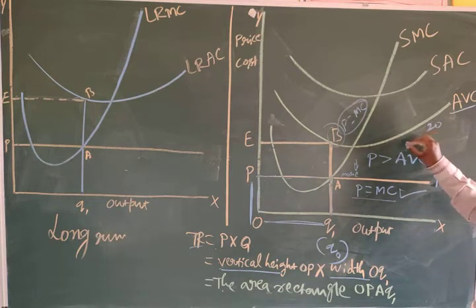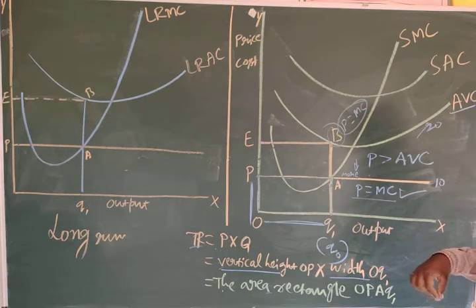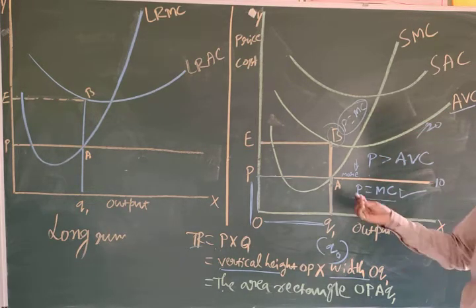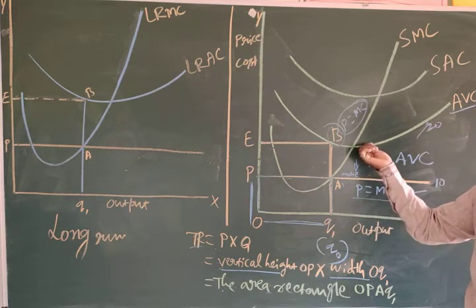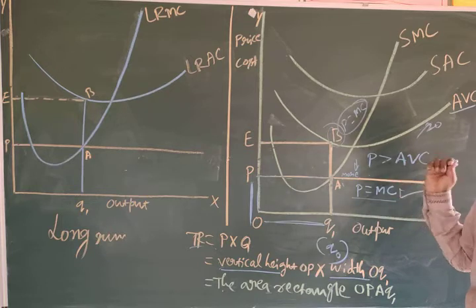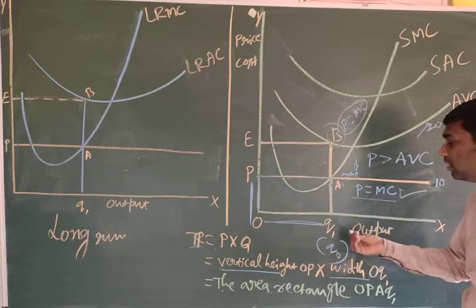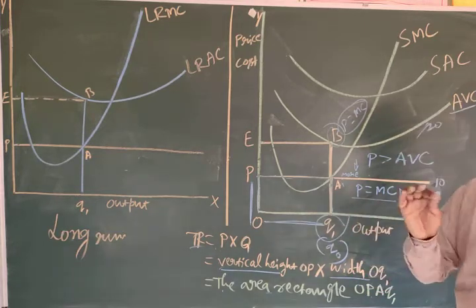Here what's happening in the short run, if the firm continues the production, that time cost will be increased, price will be decreased. Here price is decreasing and cost is increasing. This time the firm is not able to earn more profit. That's why it is not fulfilling the third condition. So that's why Q1 is not a perfect quantity.